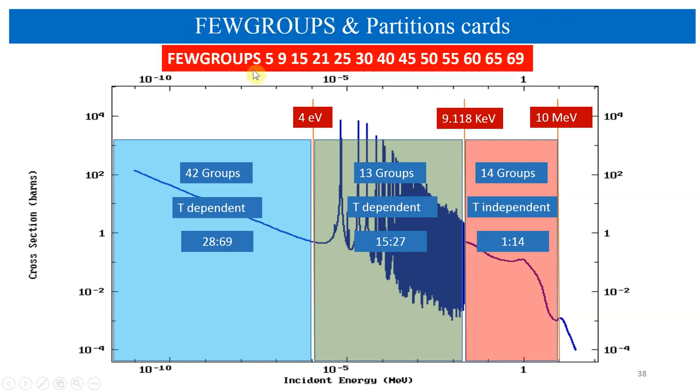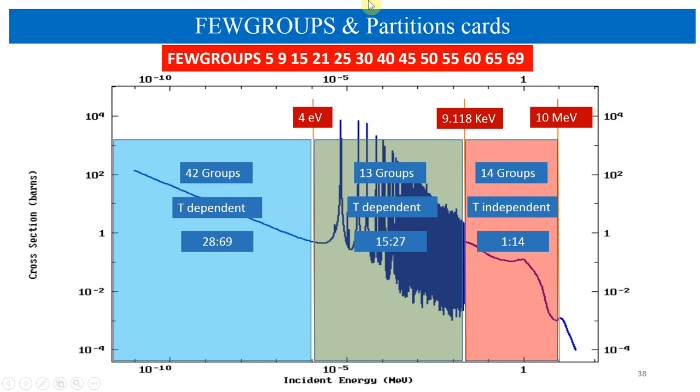I'm using few groups. I use this group structure. Here, the few groups I am using are from 0 to 5. It means I'm starting from the small number, from the fast region, 0 to 5, and 5 to 9, 9 to 15, up to the final one, which should be 69, which is 69 groups.